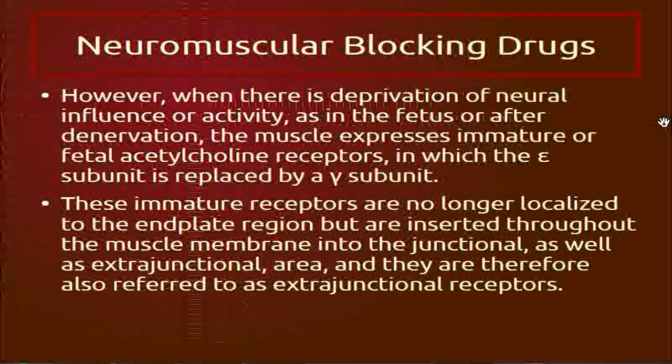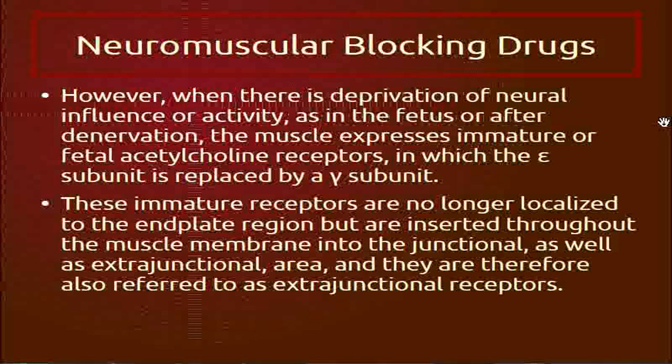No problem. I remember it like this. G, J-E-E-G: junctional epsilon, extrajunctional gamma, because all the other subunits are the same. And so if I have a gamma subunit, am I a junctional receptor or an extrajunctional receptor? An extrajunctional, exactly.